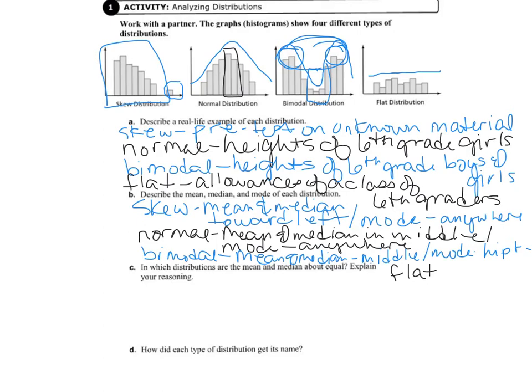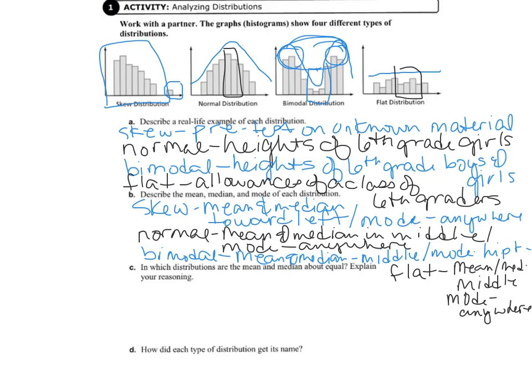And finally, the flat is just like the normal in this sense because the mean and the median, middle numbers, they're going to be in the middle, but the mode could be just about anywhere. So we're going to write that one down.